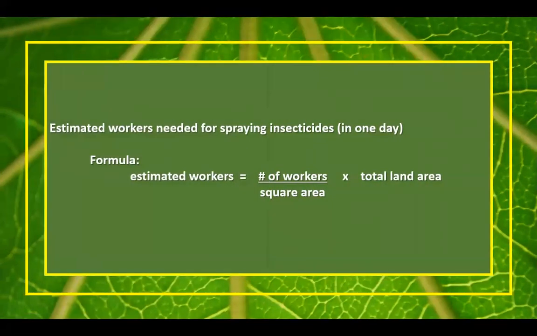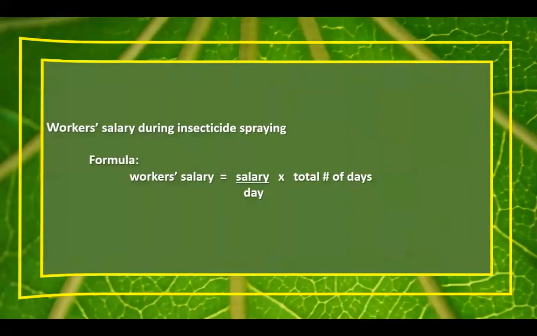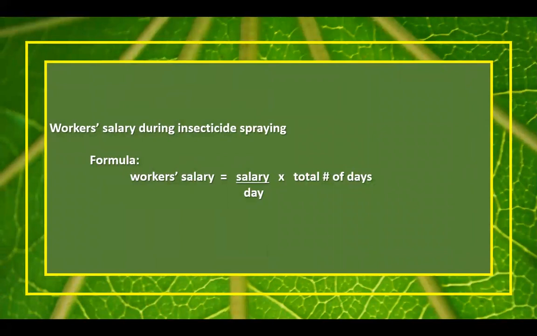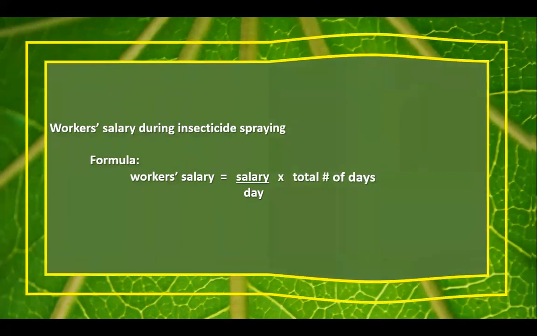For the estimated workers needed for spraying insecticides in one day, we follow the formula: estimated workers is equal to the number of workers divided by square area, times total land area. And last, for the workers' salary during insecticide spraying, the formula that we follow is: workers' salary is equal to the salary divided by day, times total number of days.